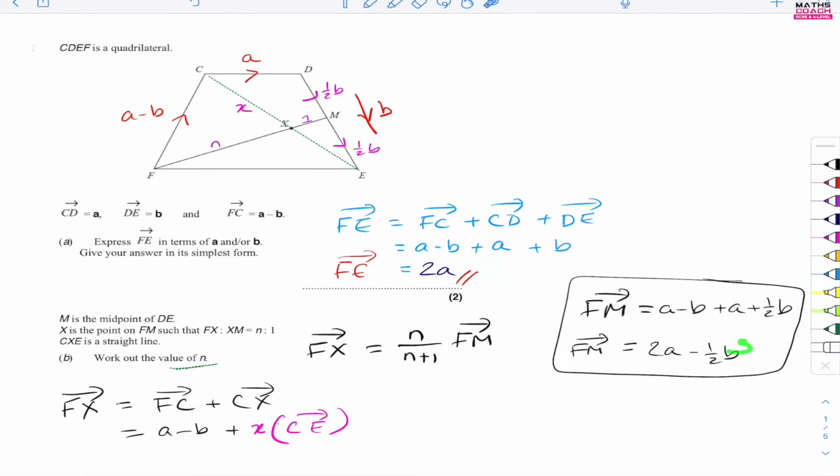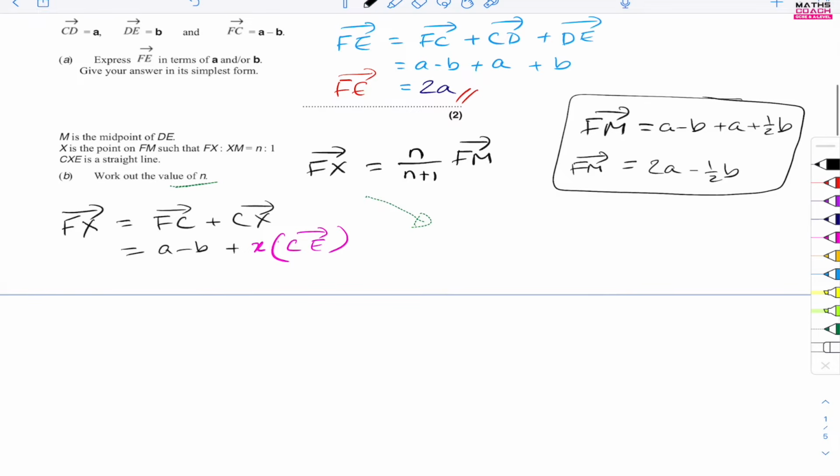And of course, this will now go right here to replace this. So let's go ahead and do that. Let's move down a little bit here. So f of x is equal to n over n plus 1, and in brackets, we are going to insert this right there. So that will be 2a minus a half b.